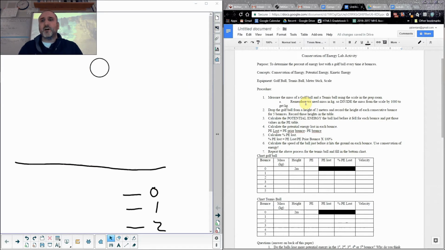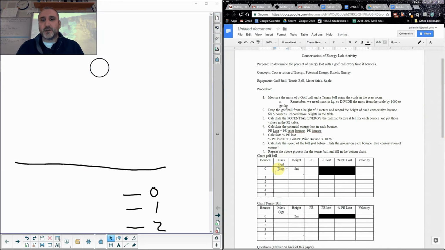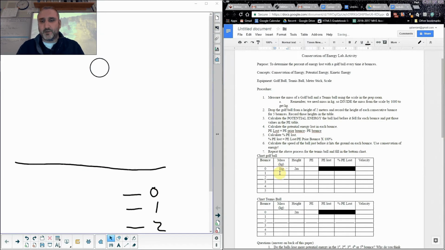We're going to measure the mass of a golf ball and a tennis ball using the scale in the prep room. So you're going to go behind and measure the mass of a golf ball, and you're going to write that down in the first box. And I'm going to pretend that the golf ball is 1 kilogram. And because the golf ball is not going to change its mass, it's going to be 1 kilogram for each trial. So I'm going to go ahead and just write that in, 1 kg, 1 kg, 1 kg, 1 kg, and 1 kg.